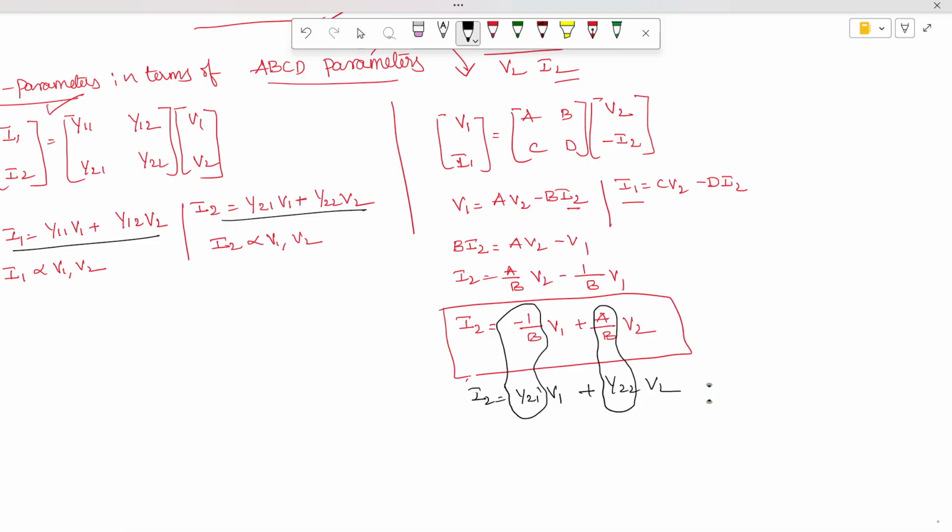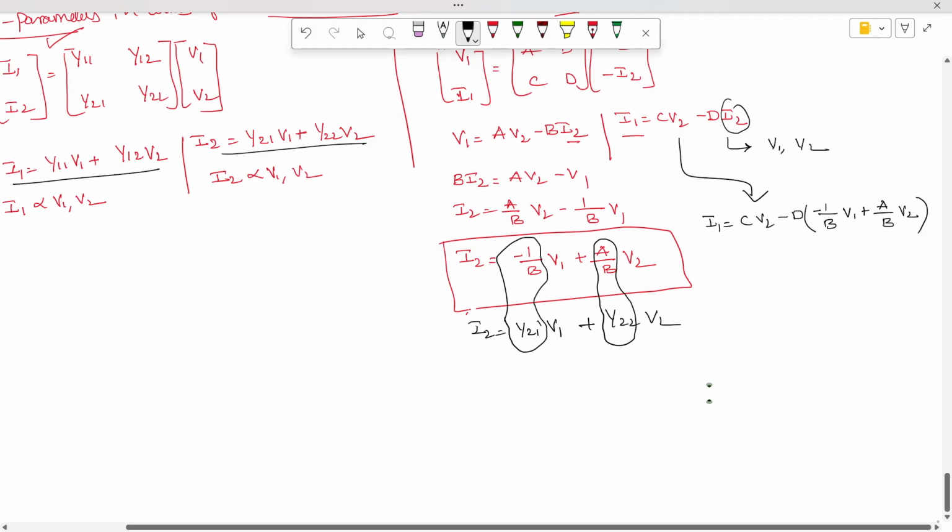Now you can see here this I1 also should be in terms of V1 and V2. So now let's try to substitute this value of I2 here. It is already in V1 and V2. Therefore I1 is equal to C V2 minus D into I2. What is the I2 value? Minus 1 by B V1 plus A by B V2 is the equation. So we want it in this format. So now just do the multiplication.